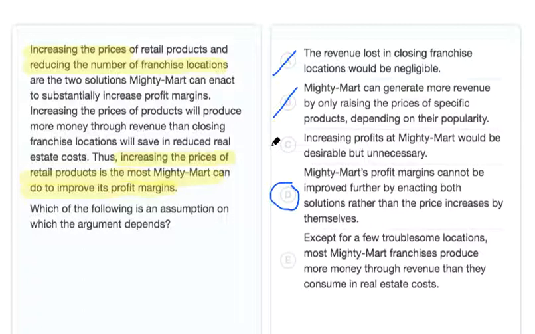Choice C is more of a commentary about the end goal to increase profit margins. It doesn't have much to do with the argument itself, so choice C is also wrong. Finally, choice E is incorrect because it also doesn't have much to do with the argument. The argument is not concerned about the revenue of individual stores, but rather about what the company as a whole can do to improve profit margins. So choice E is not an assumption of the argument, so it's not the right answer.